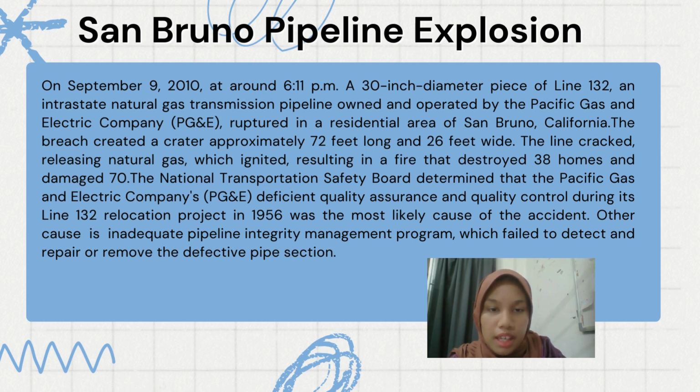So in the next slide, we can learn about the types of corrosion, the prevention of the explosion, the human and manufacturing factors, and similar cases to the San Bruno pipeline explosion.